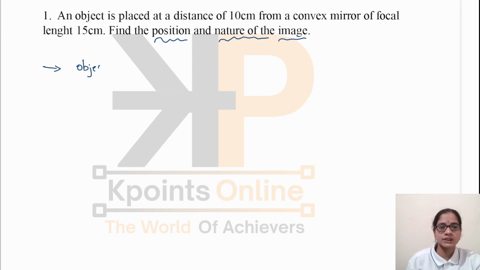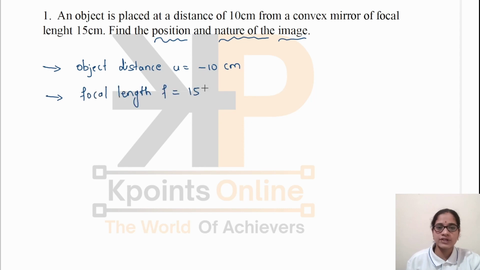Yes, object distance u is equal to minus 10 centimeter. We know that always the object is placed on the left side of the mirror. So we have taken here minus sign. And also they have given the focal length 15 centimeter. As it is a convex mirror, we have taken here positive sign only. In case of convex mirror, the focal length has positive sign.